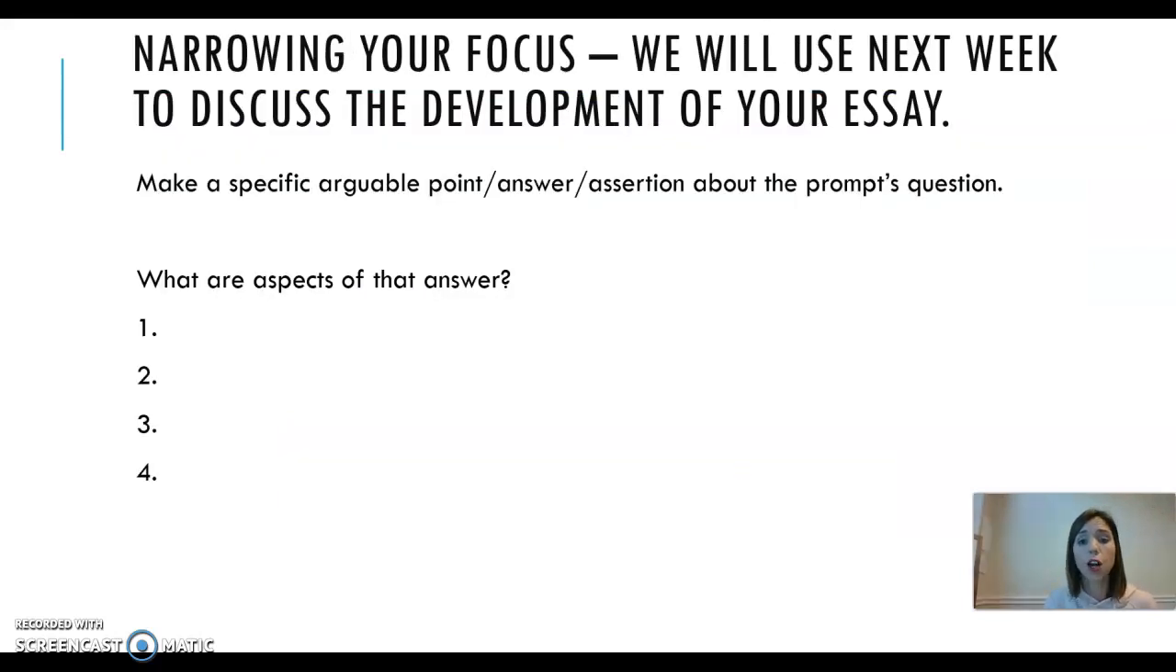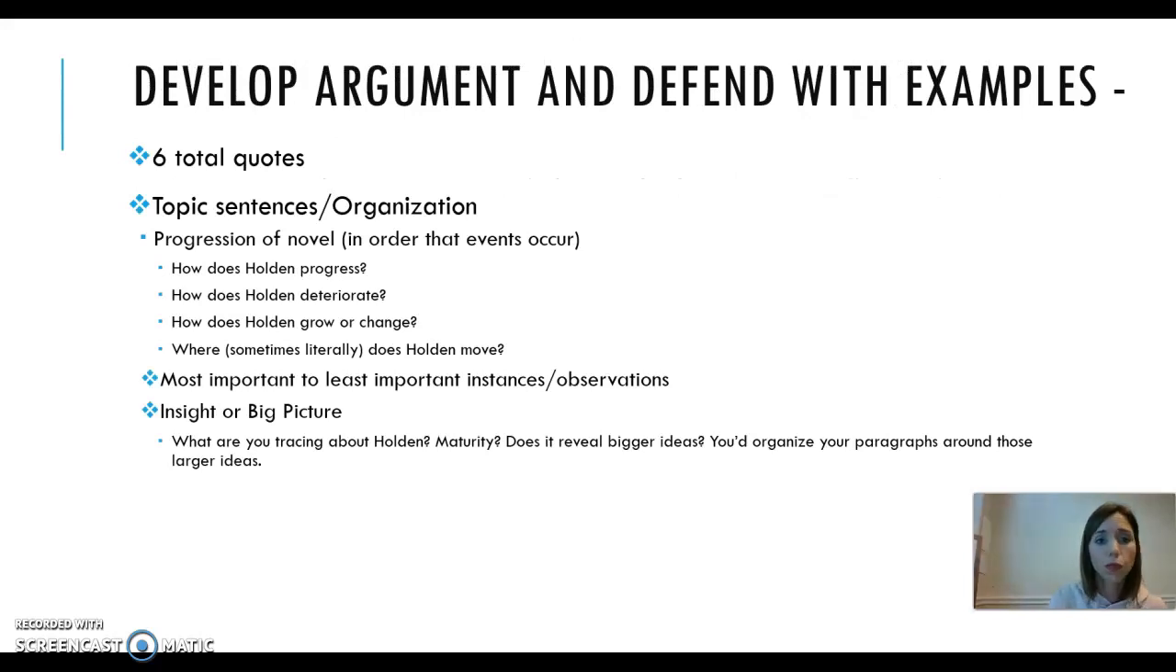We are also going to talk about this on Tuesday. So we'll talk about answering a prompt. I'll show you some examples from the assignment. And then we're going to say, okay, what are aspects of that answer? What are parts of loss of innocence? What are parts of happiness in the world? What are parts of growing up? And we'll kind of map this out. So just stay tuned. Your paper is going to have 6 total quotes.